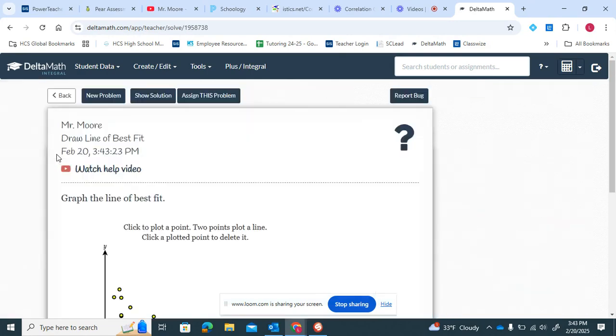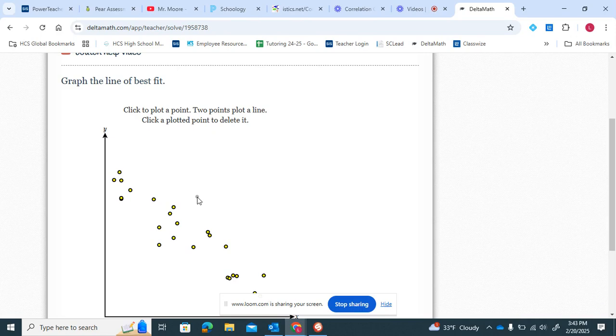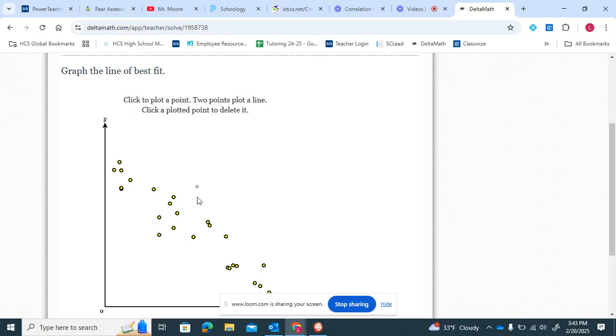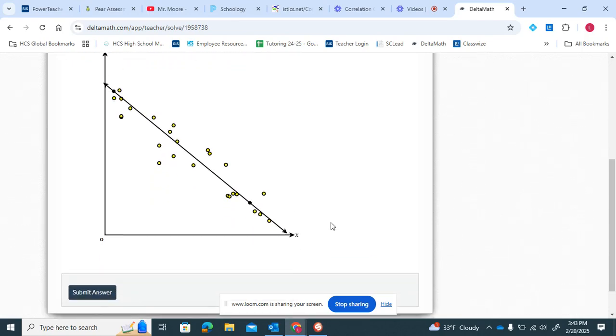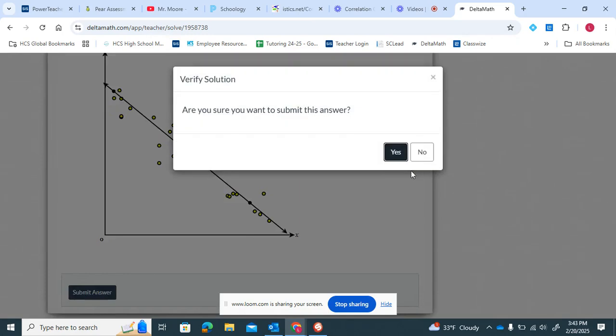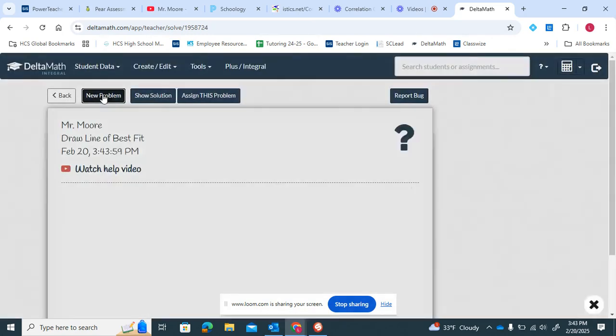So, line of best fit. To do this one, all you have to do is draw the line of best fit. If you click a point that is nowhere close to the line of best fit, it won't count. The line of best fit is the line that goes through the most data points. So I click and then I click. That's pretty good. Let's see if that gives me credit. If you're within a certain percentage, then it's going to count it correct. So that should be correct, and it's as simple as that.